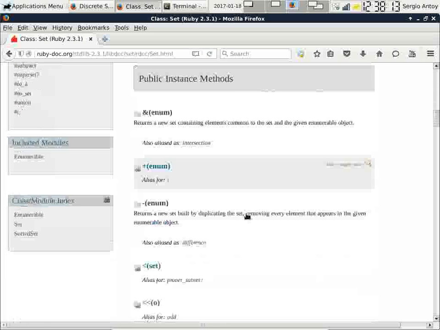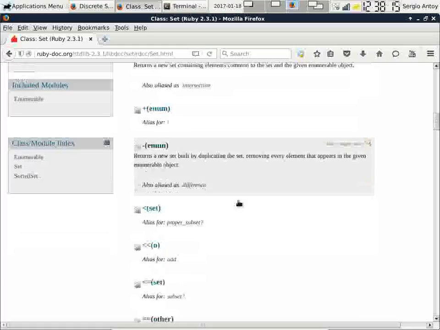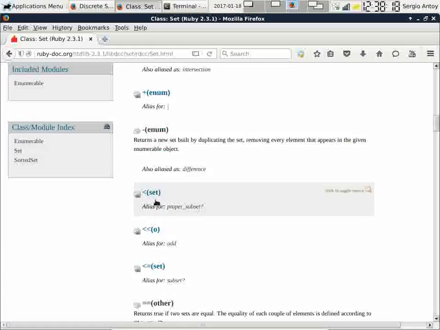Let's see. Let's look at this one. You see it? This is a proper subset. So this is the one that we denote with the arc, the equal, and the cross. And if you look at this one, this is the subset. Subset means can be the same or can be properly contained.